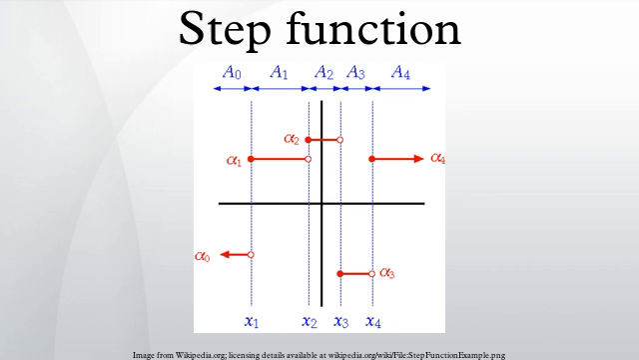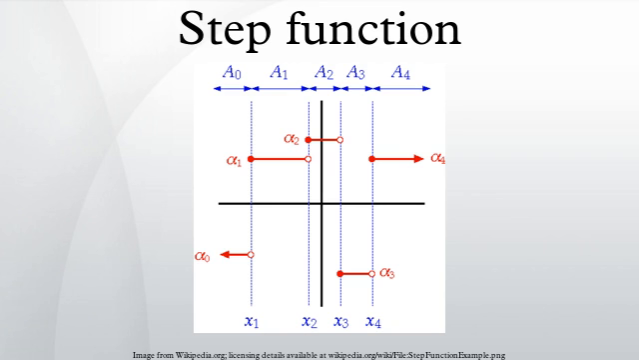In mathematics, a function on the real numbers is called a step function if it can be written as a finite linear combination of indicator functions of intervals. Informally speaking, a step function is a piecewise constant function having only finitely many pieces.